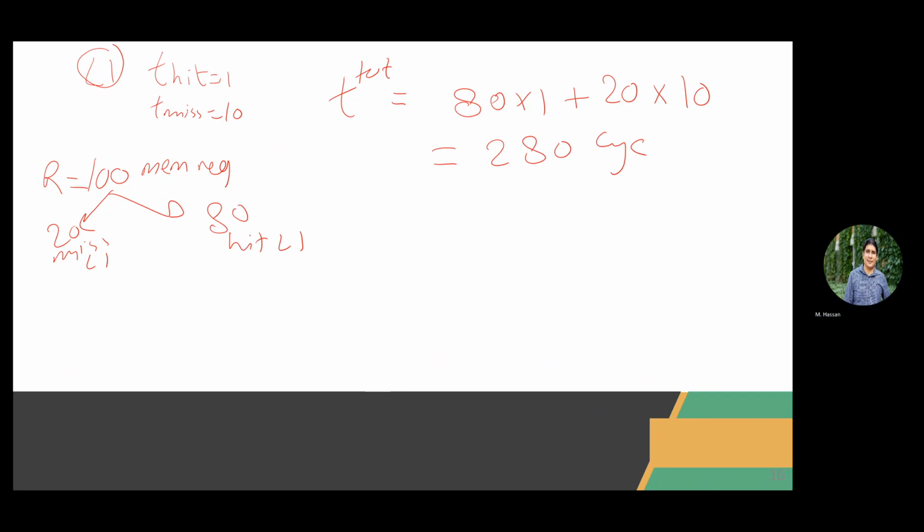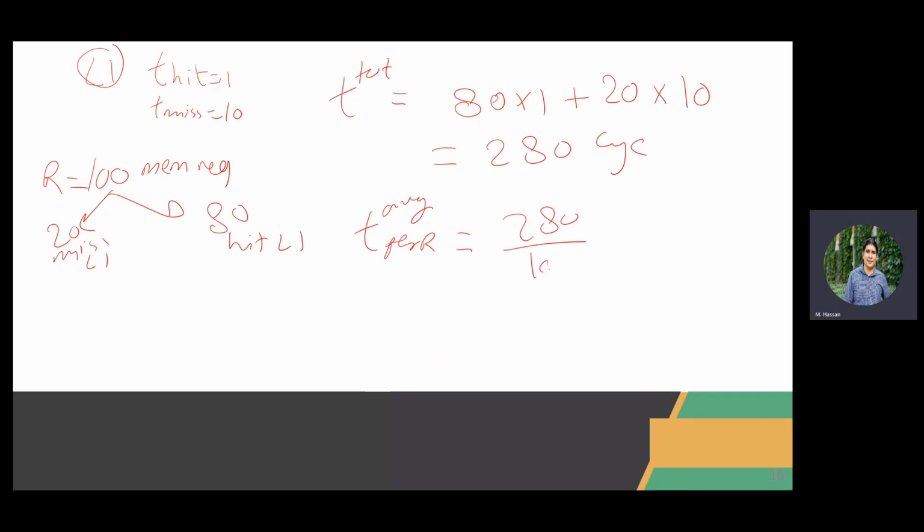Right? If I want to calculate the average latency suffered by a single request, so this is basically per request, what do I do? Well, average is simple. Take the total, divide by the number, right? So you have 280 divided by 100, which means on average, your request suffers 2.8 cycles, correct?